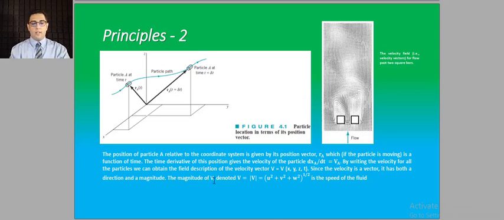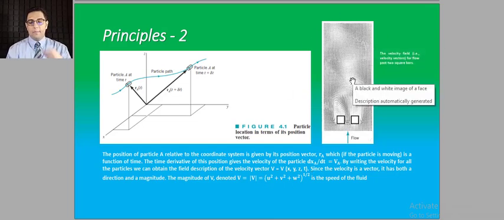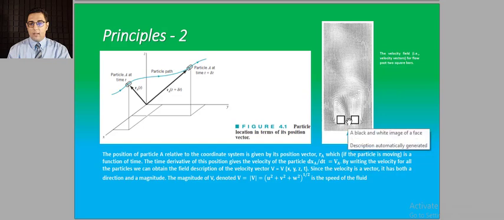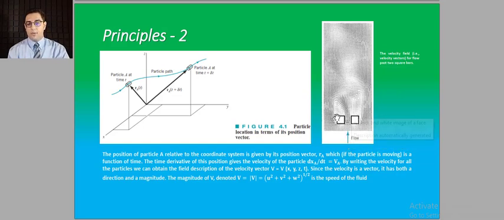For example, the velocity magnitude, we denote it as the absolute value of V, which is u to the power 2 plus v to the power 2 plus w to the power 2, the square root of the total of them. And in this picture, you're seeing a velocity field in more detail, the velocity vectors that are passing across these two squares.